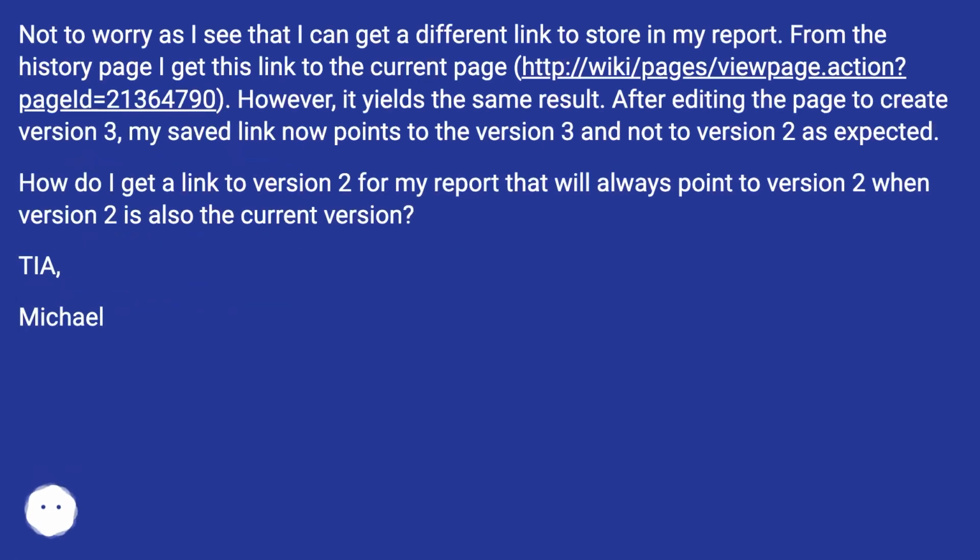Not to worry, as I see that I can get a different link to store in my report. From the history page I get this link to the current page, this URL. However, it yields the same result. After editing the page to create version 3, my saved link now points to version 3 and not to version 2 as expected. How do I get a link to version 2 for my report that will always point to version 2 when version 2 is also the current version?